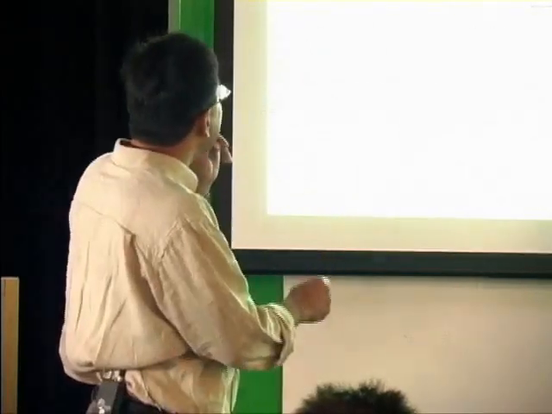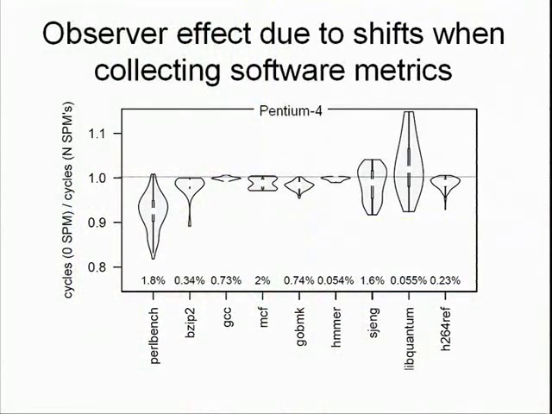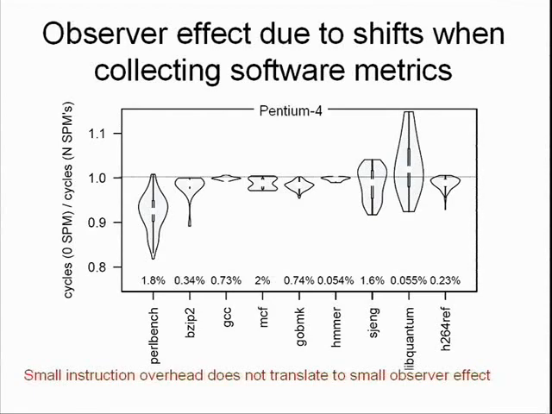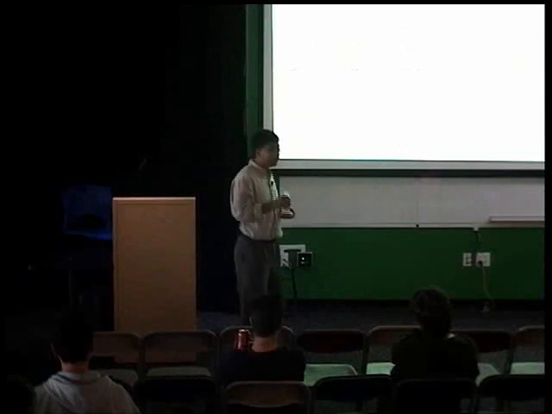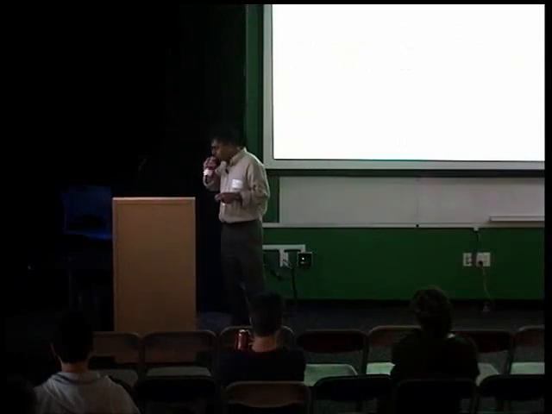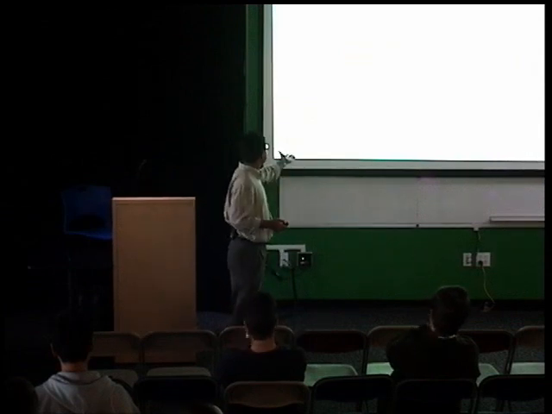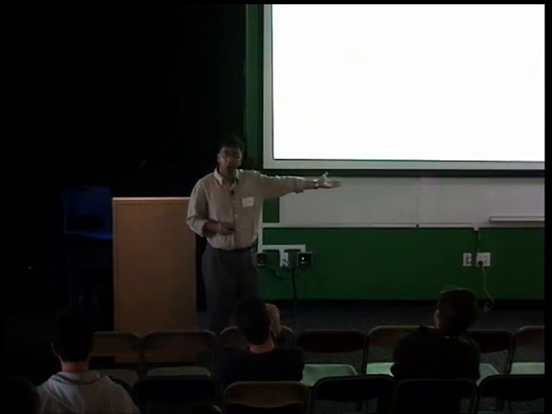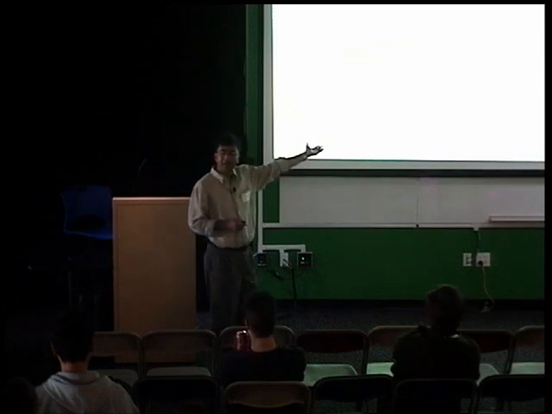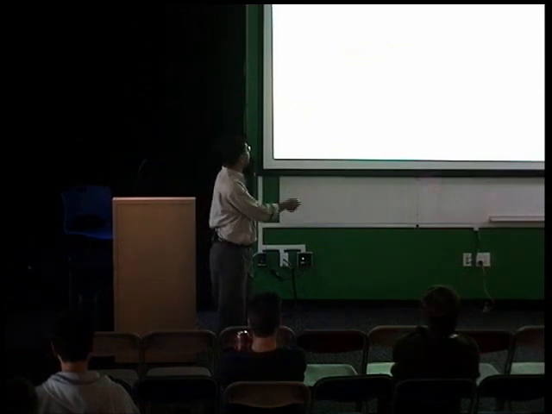The thing to observe here is that the big swing in execution time we see is disproportionate to the instruction count that we have added. So in other words, a very, very small change in the instruction count causes a big change in performance. So we cannot expect that if our instruction overhead is small, our observer effect is small. It may actually be huge.